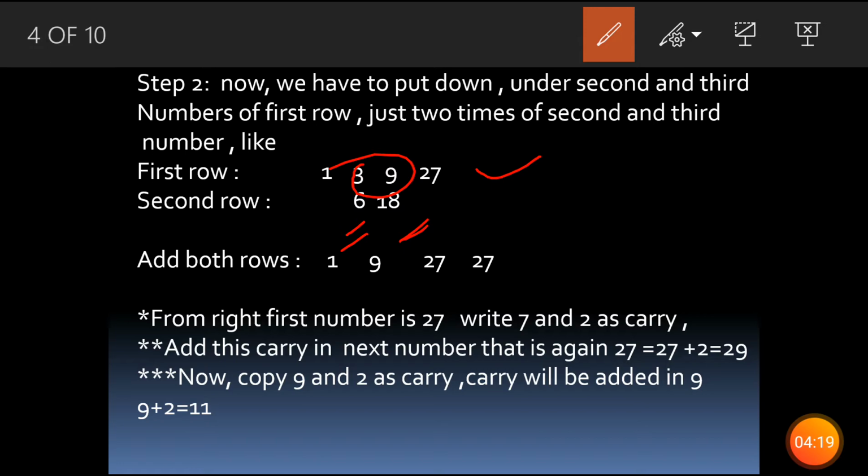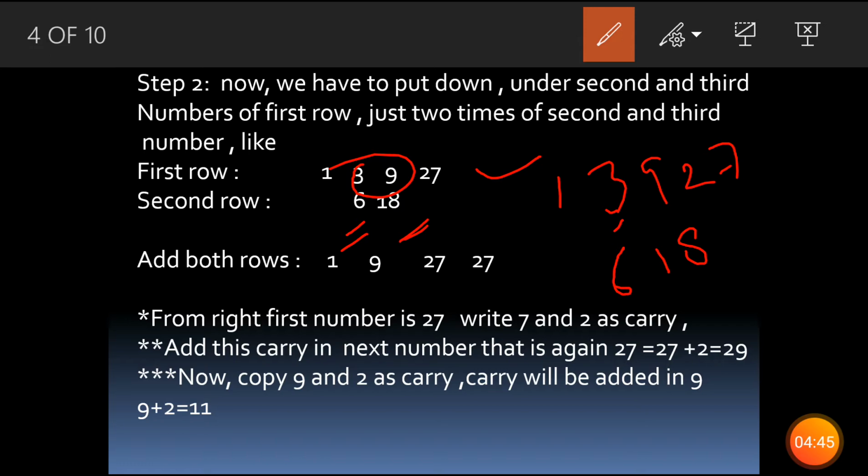So you are going to write the double of the numbers, like 9, that is 18, and 3, that is 6, just below them. Okay, means 1 3 9 27. Just below 9 you are going to write the double of it, that is 18, and just below 3 you are going to write double of it, that is 6. So like this you are going to arrange the second row.